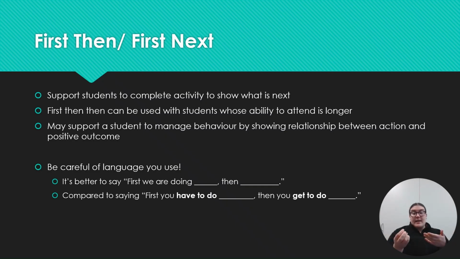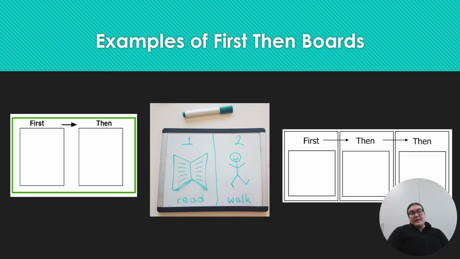So instead of saying first you have to do maths, then you get to play blocks, we should be saying first we're doing maths, then we're playing blocks, keeping our language very neutral. Here are some examples. They generally are pretty simple. You can draw one on a whiteboard, you can have pre-made ones, very easy to make, similar to a visual schedule. We'll typically have a symbol and the word of the activity.